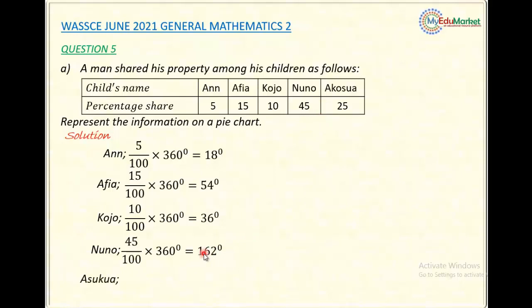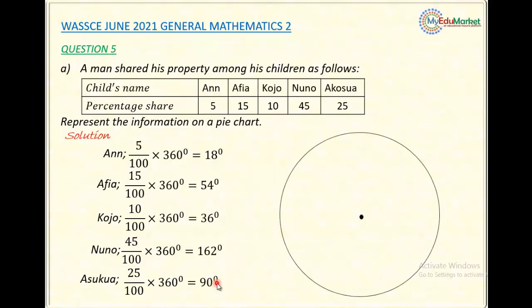And the last is Asuko. Asuko is 25%, so I have 25 over 100 times 360. That angle will be 90 degrees. So I have calculated the angles now. What remains is to draw a perfect circle, and I'll use my compass to draw a circle.